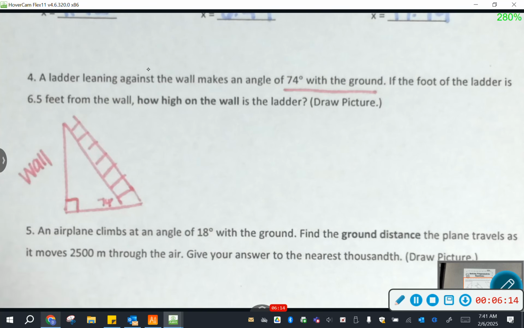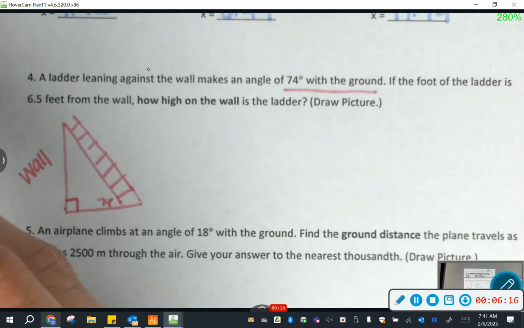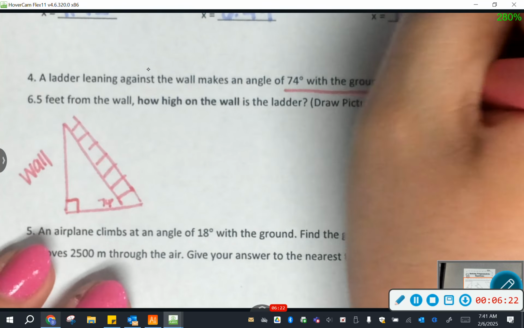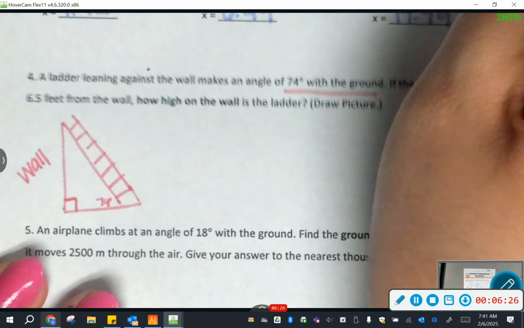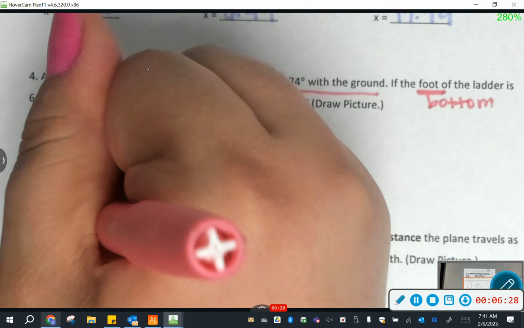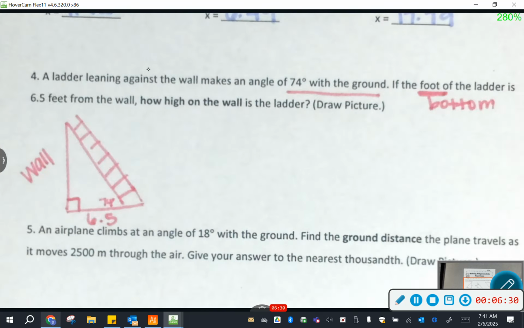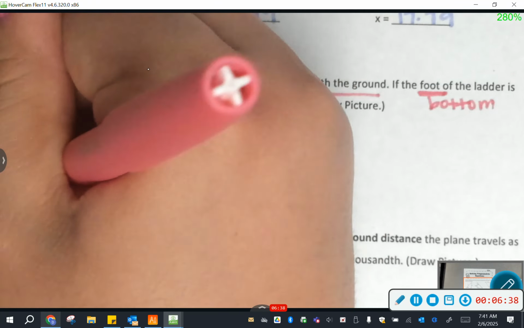If the foot of the ladder is 6.5 feet from the wall, where do I put 6.5 feet? The foot of the ladder. Where is the foot of the ladder? You were right. The bottom, the base. It is 6.5 feet from the wall. How high on the wall is the ladder? Where am I going to put X? On the wall.